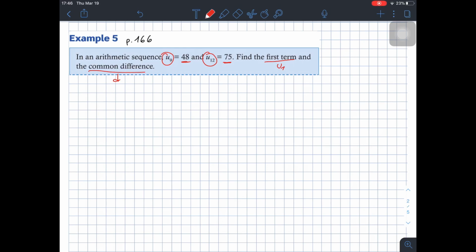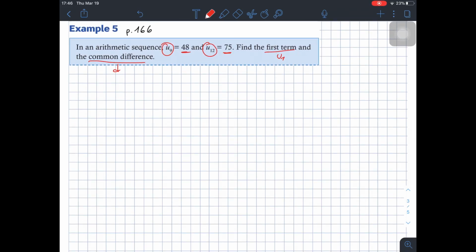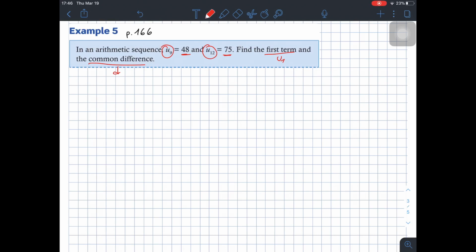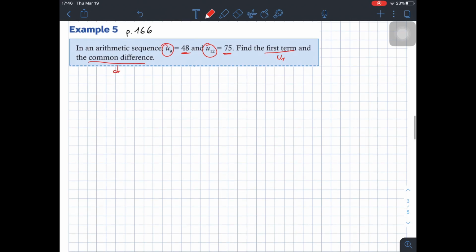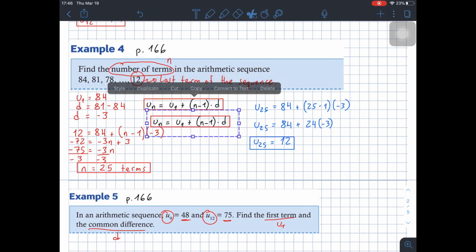And there are many ways we could solve this. I'm gonna show you all the different alternatives. The first one, which is probably the longest and the one I do not recommend, is to write both equations. If we have U9, we can always use this formula. I'm gonna bring it down here.